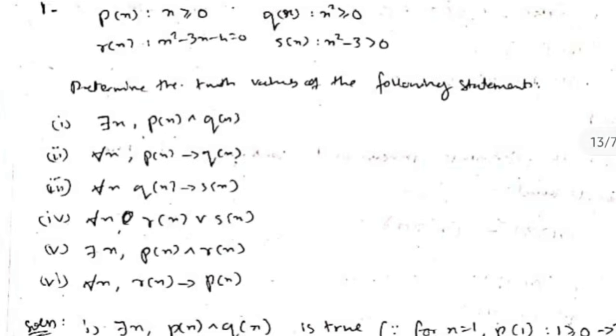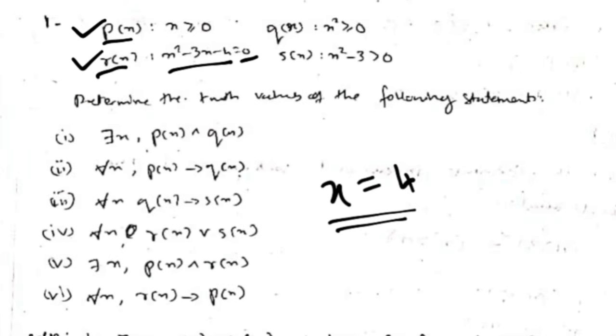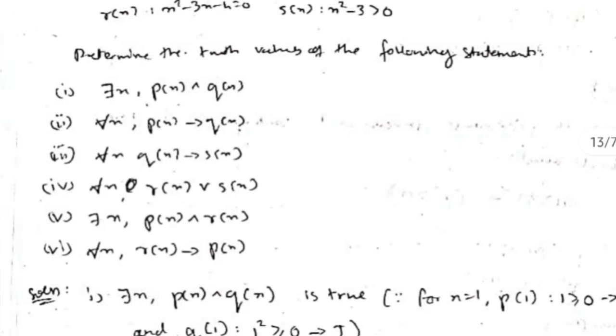In the next question we have to prove that for at least one value this statement is true. For some x they have asked, p of x and r of x both should be true. For this one we can take the x value as 4. If you take x as 4, consider p of x, 4 is greater than 0, so p of x is true. In r of x, put the x value as 4 here and you will get 0, so r of x is also true. So if you take the value of x as 4, we get this statement as true, so its truth value is 1.